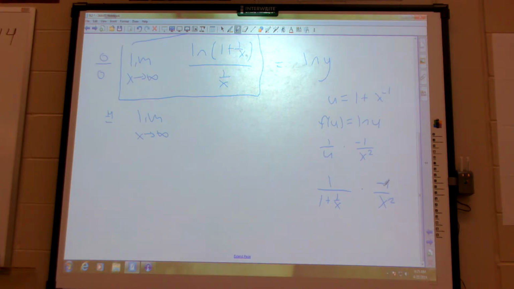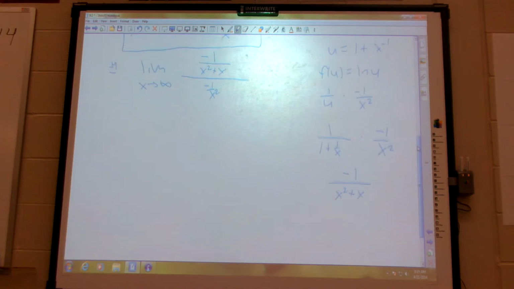So let's go ahead and multiply top and bottom. That will give me negative 1 over, distributing, x squared plus x. So it's not as messy. We no longer have a fraction. So over here, I'll go back. The top is negative 1 over x squared plus x. What's the derivative of the bottom? Negative 1 over x squared. And it still equals natural log y. We'll just keep working on this side.